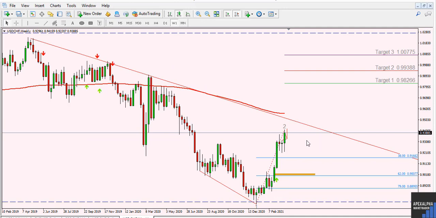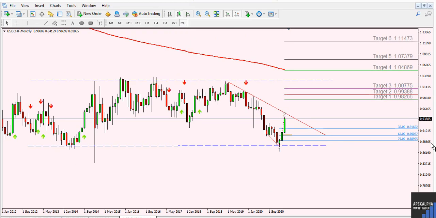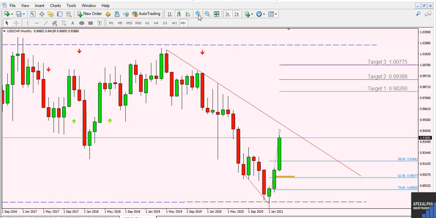And for those of you who are familiar with my profit target calculator, you can see that were we to get a powerful wave 2, then our initial profit targets will be this region here. Target 1, 2, 3, and then on to, if I go to the monthly, you can see all the way to wave 6. Of course, that's a long way away. Now because we're on the monthly time frame, you can see how strongly continuous this candlestick is. This is a very strong continuation candle.